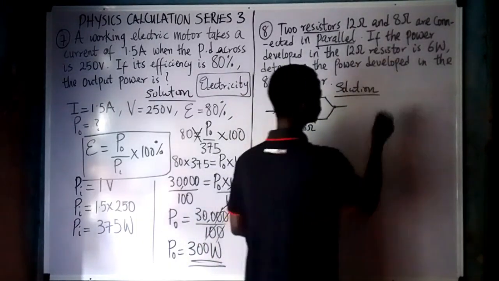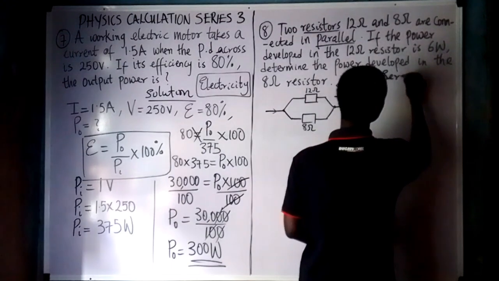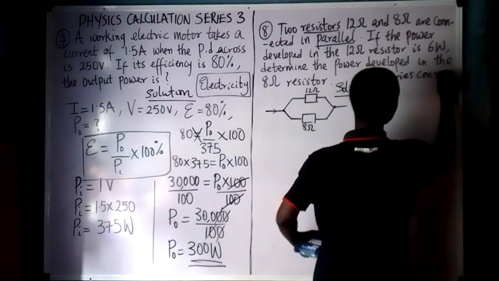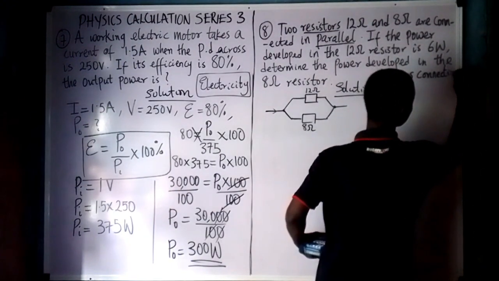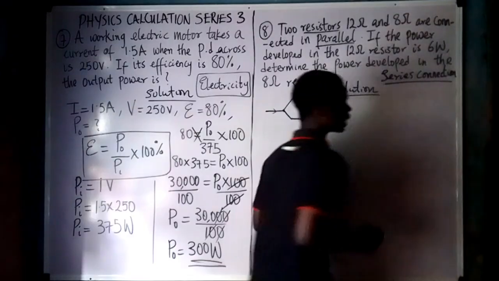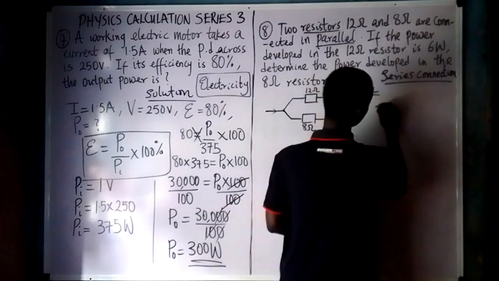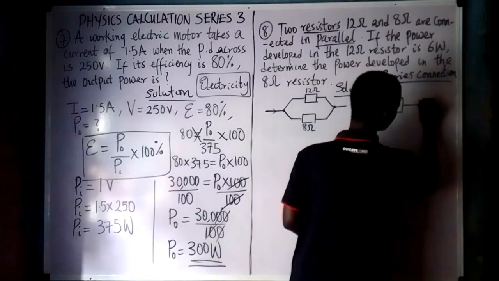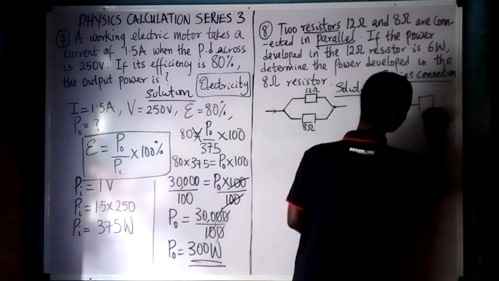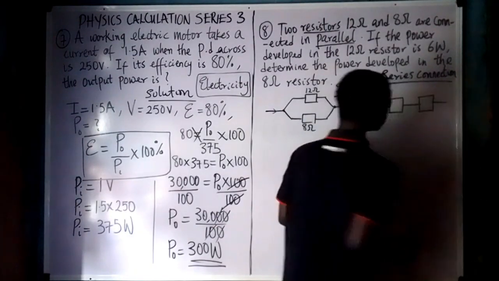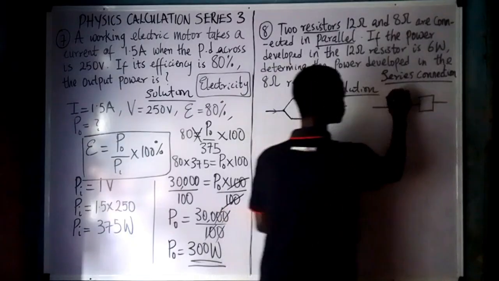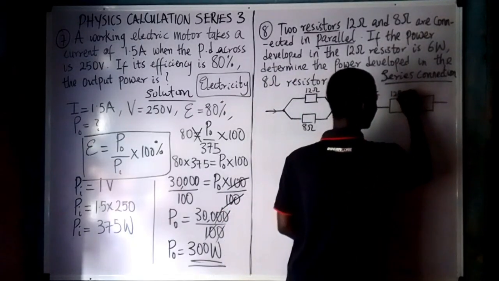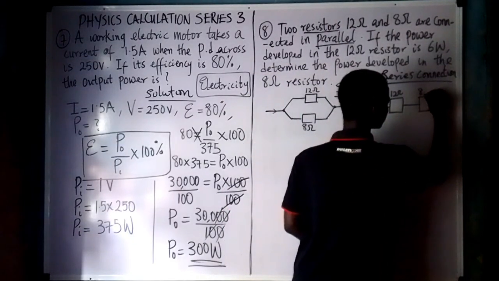Now let's look at series connection. They call it series connection. Now when two resistors are connected in series, let's see what will happen. This is what you have. It will look like this. This will be the first resistor, okay? And this will be the second resistor. Now observe that we'll call it the 12 ohm resistor, and then this other will be what? The 8 ohm resistor.